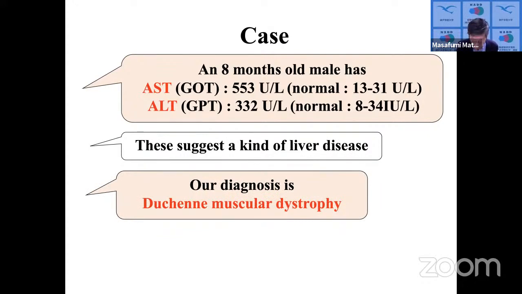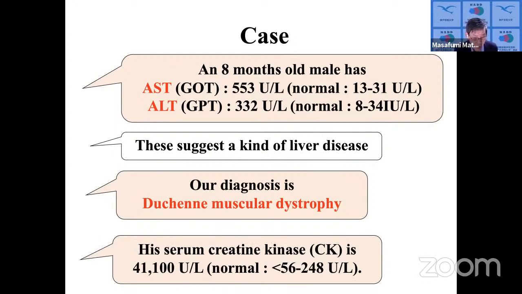Why? Because we determined his serum creatine kinase. It is more than 40,000. So this is a clear marker to diagnose DMD. So in the case of you suspected liver disease, please measure serum creatine kinase.